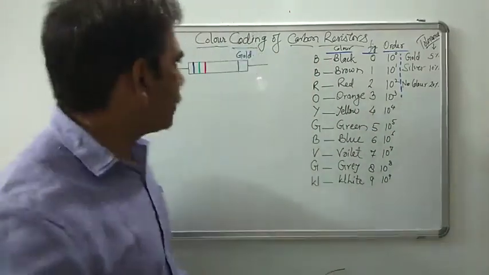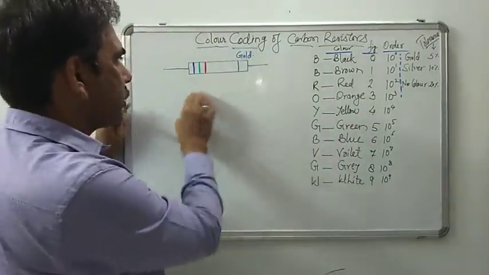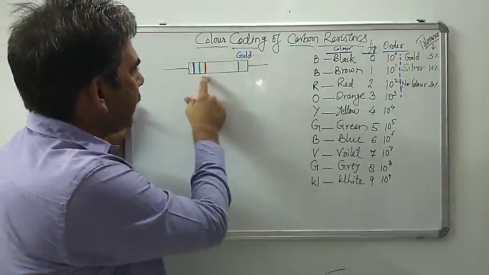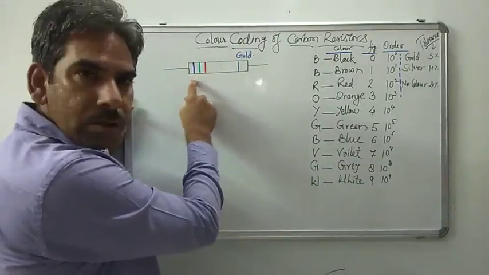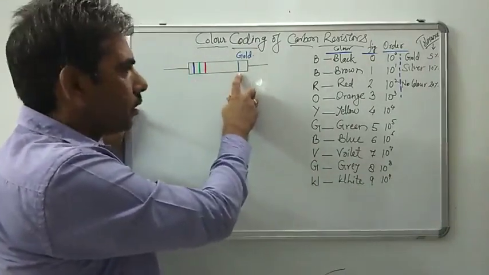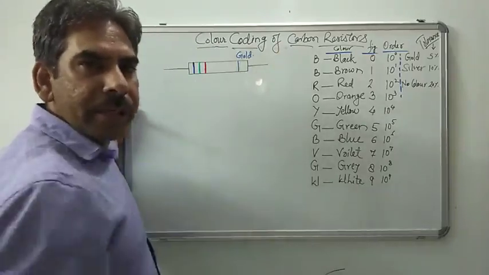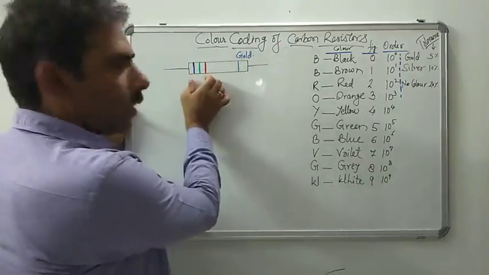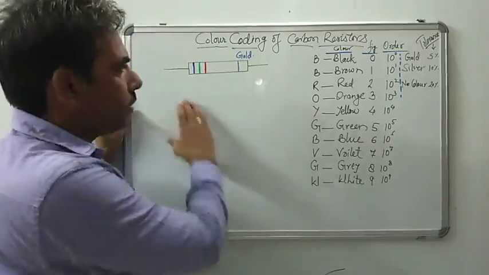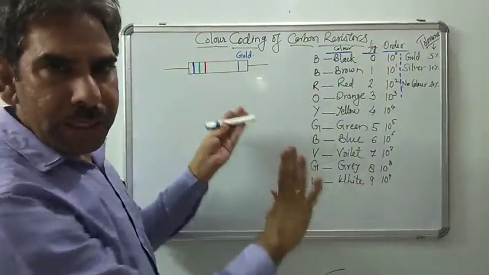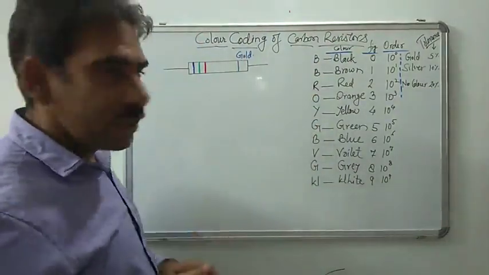Before that, let me just mention how these colors are placed. This is the resistor I have drawn. There are 3 bands which are close to each other, and the 4th band is quite separated. So we keep the 3 color bands on the left hand side. We hold the resistor just like this, and 1 color to the right, so that it becomes easy to decode, right?